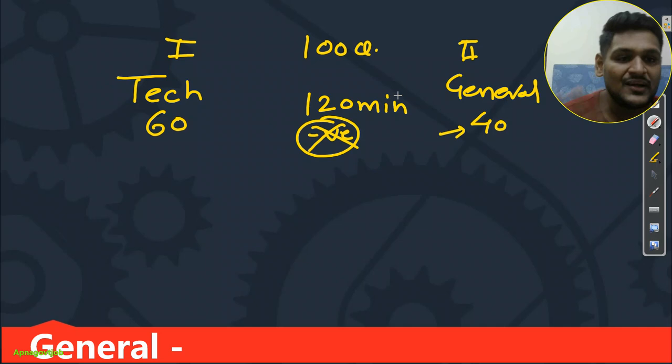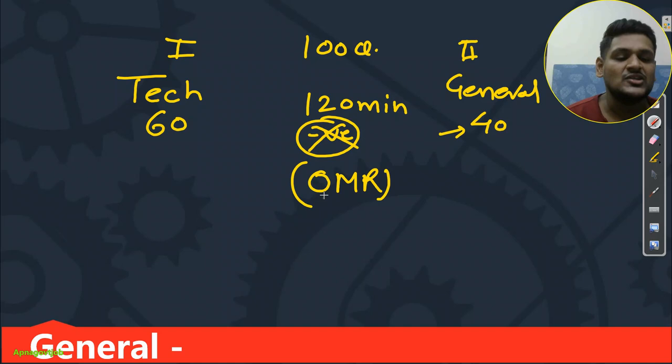And definitely the paper is your OMR paper. So it is an offline exam at a particular center, whichever center you got, it is your offline exam, right? So on the OMR sheet, you need to just circle out the answers and that's it, okay? So this is a general and basic overview of your NMDC exam. I hope it is clear now.